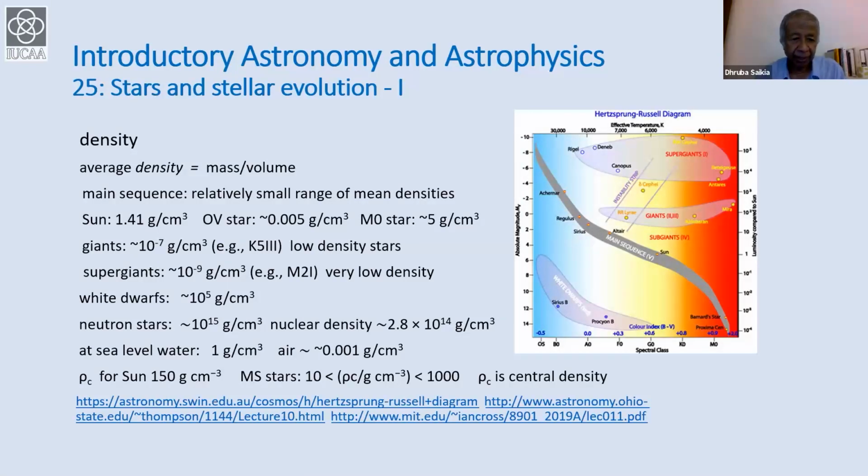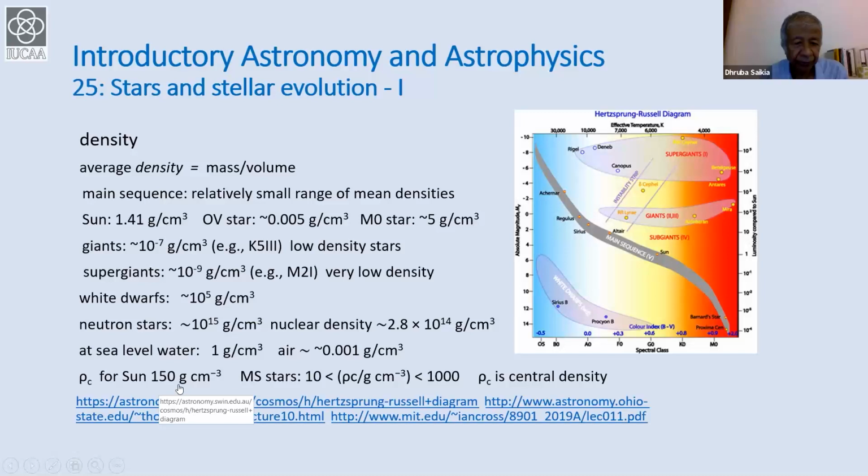Okay. And just to remind you again, at sea level, the density of water is 1 gram per centimeter cubed, and air is about 0.001 gram per centimeter cubed. So an O5 star is slightly denser than the air at sea level, but on the other hand, giants and supergiants, they're extremely tenuous, but yet they're held together by their gravity. And the central densities are much higher.